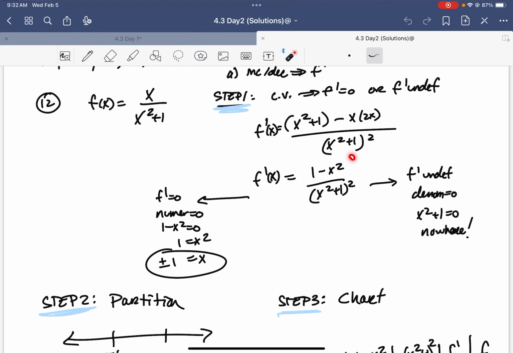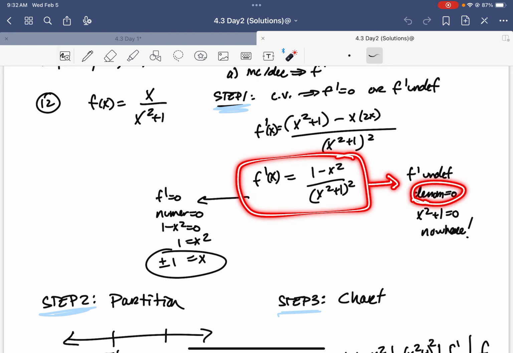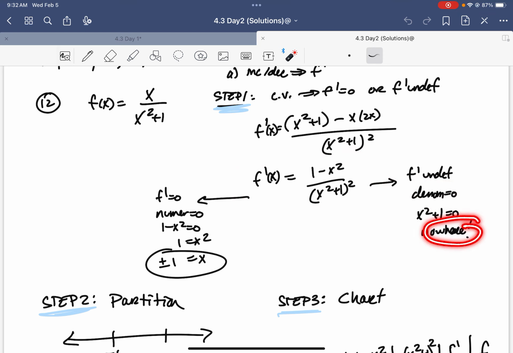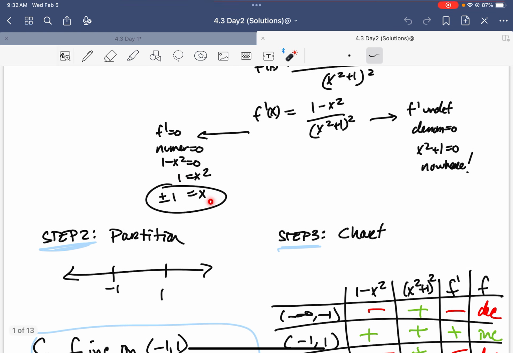So when I take the derivative, I get this. It's undefined where the denominator is equal to 0, which is nowhere in this case. And its derivative is equal to 0 where the numerator is equal to 0. So we get plus or minus 1. So then I partition using those critical values. I cut up the number line.